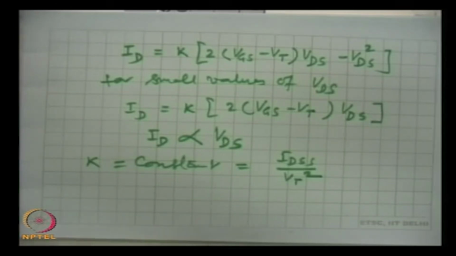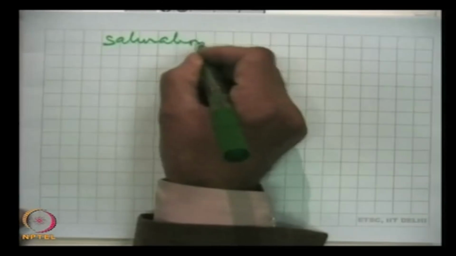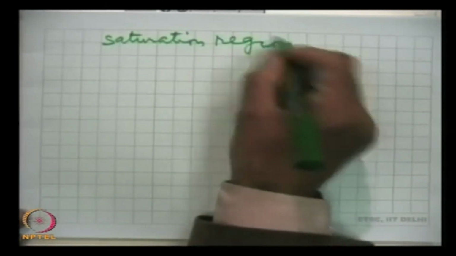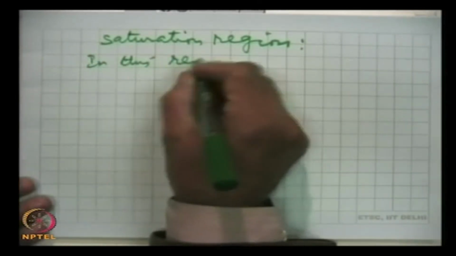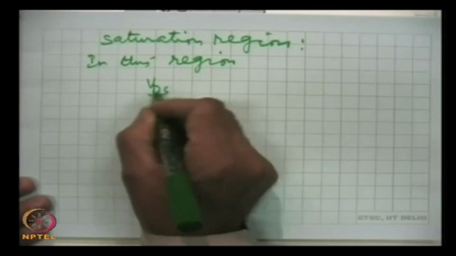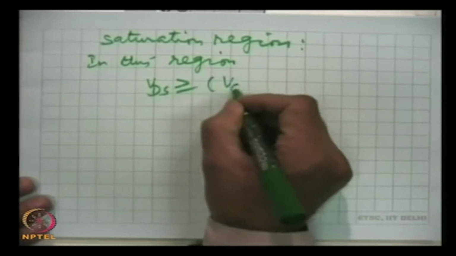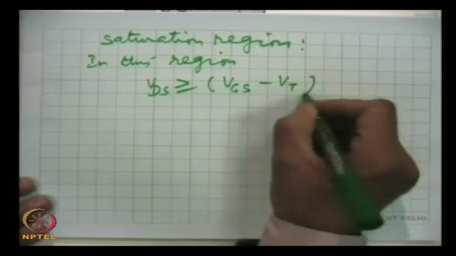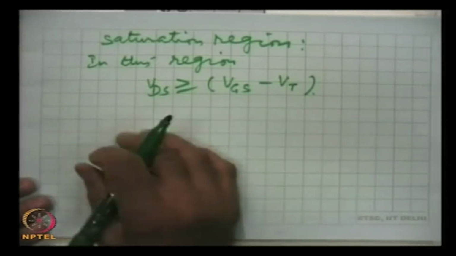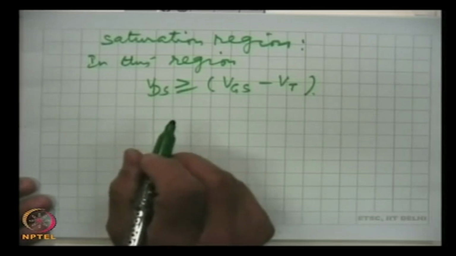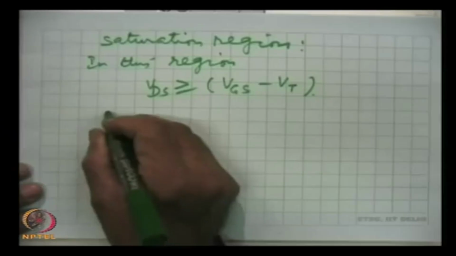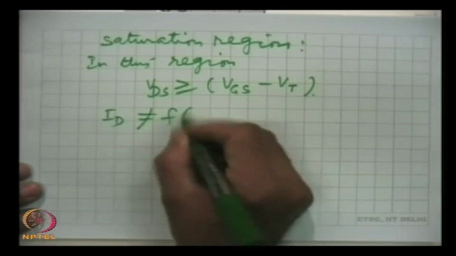Now, the saturation region. This is the region. In this region, VDS is greater than or equal to VGS minus VT. Here, as the relation shows, the drain current ID is almost independent of VDS. It depends very little, but for the time being we may say that ID, the drain current, is not a function of VDS.